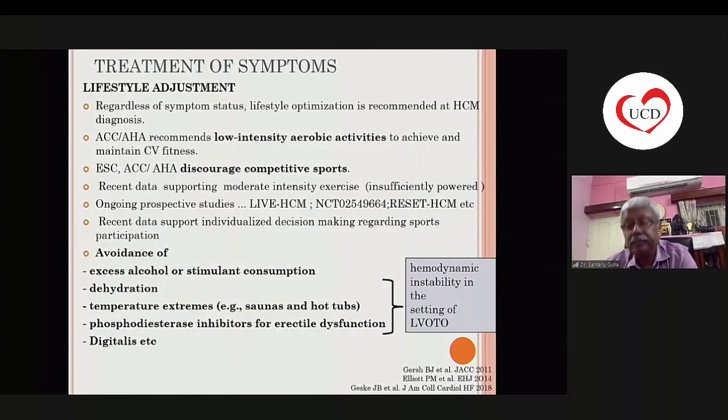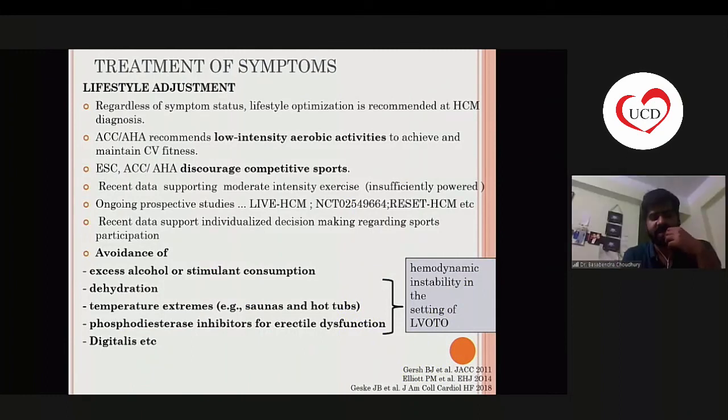It's already time. Quick. So, in lifestyle management, avoidance of alcohol, extremes of temperature, phosphodiesterase inhibitors, digitalis, and vasodilators should be ensured, and inappropriate diuretics should be taken care of. Next slide.